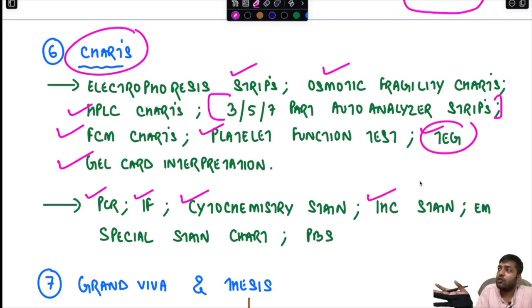For an IHC stain, they will ask you whether it is a cytoplasmic membrane staining or a nuclear staining. At least you should know that. That is the most basic thing they will ask you. Then they might go into the steps of IHC, troubleshooting or something like that. Electron microscopy charts can be brought.